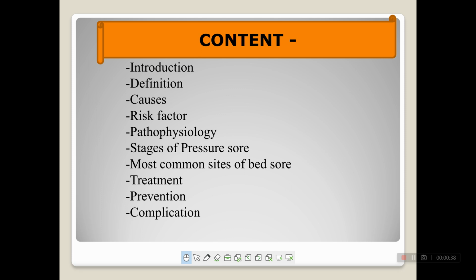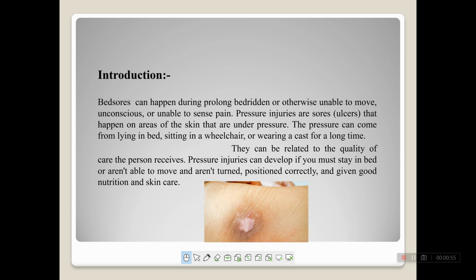Then we have treatment and prevention, how to prevent and treat the bed sore, and what are the complications of the bed sore, and in the end some interventions are also included in this topic. So now let us move to the introduction part.